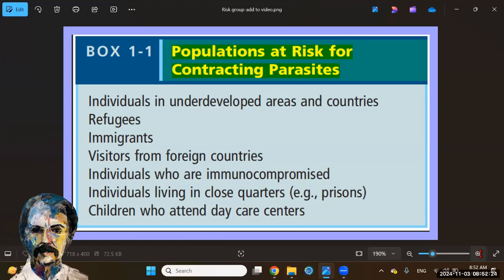We call them the population at risk: people who have a higher probability of getting a parasitic infection than others. First, individuals in underdeveloped areas and countries. The developing world means poor countries. An example of poor countries in the world is sub-Saharan Africa.